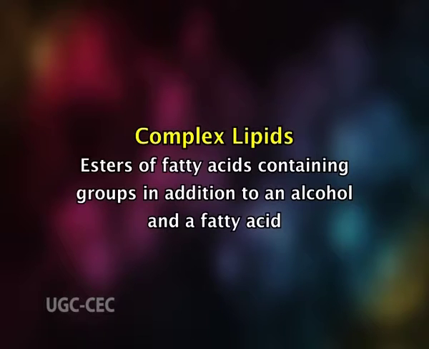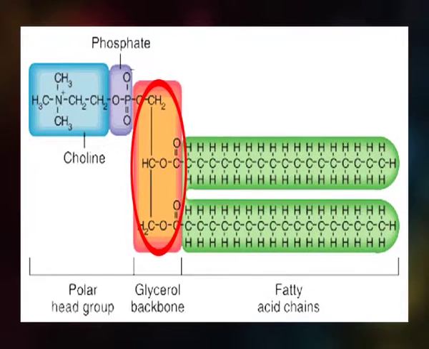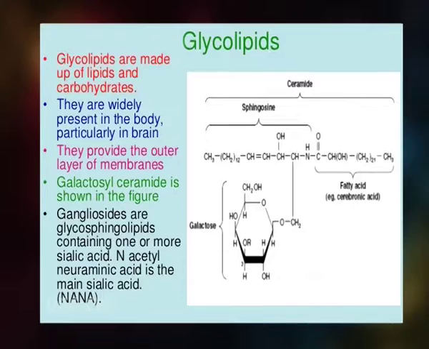Now coming to complex lipids, they are esters of fatty acids containing groups in addition to an alcohol and a fatty acid. Complex lipids include phospholipids, that is, lipids containing in addition to fatty acids and an alcohol, a phosphoric acid residue. They frequently have nitrogen containing bases and other substituents. Example, in glycerophospholipids, the alcohol is glycerol, and in sphingolipids, the alcohol is sphingosine. Another complex lipid class is glycolipids. These are also known as glycosphingolipids: lipids containing a fatty acid, sphingosine, and carbohydrate.